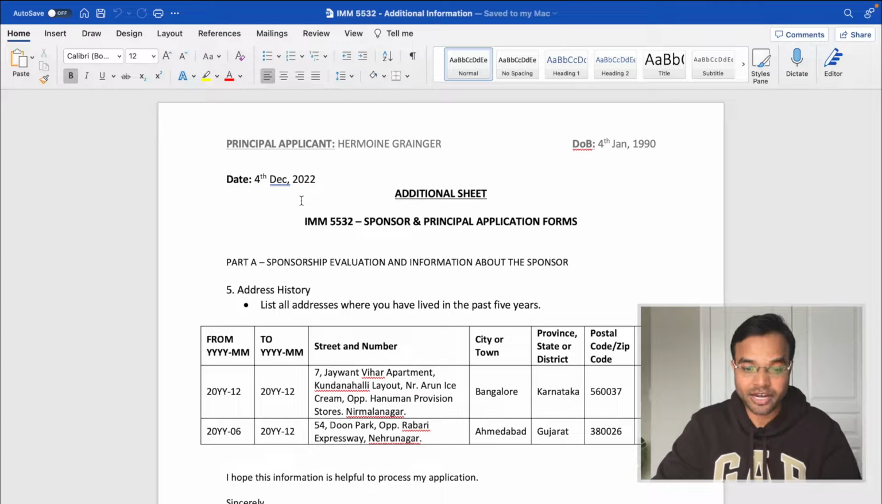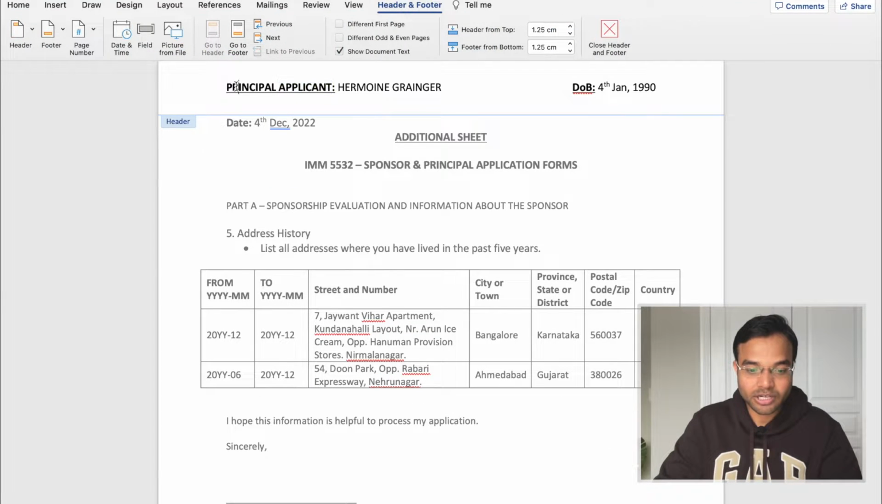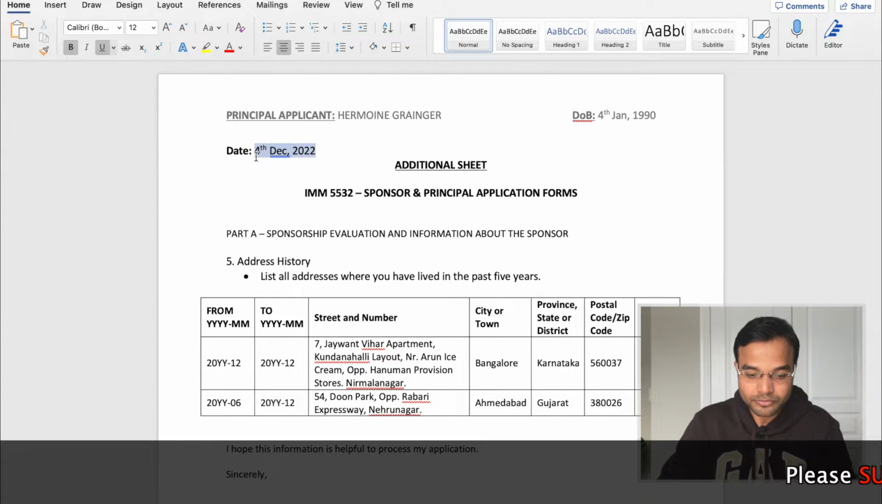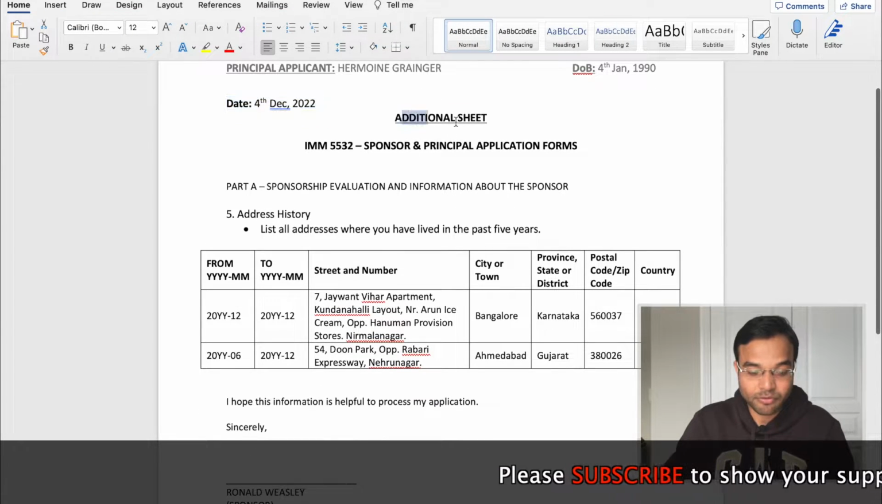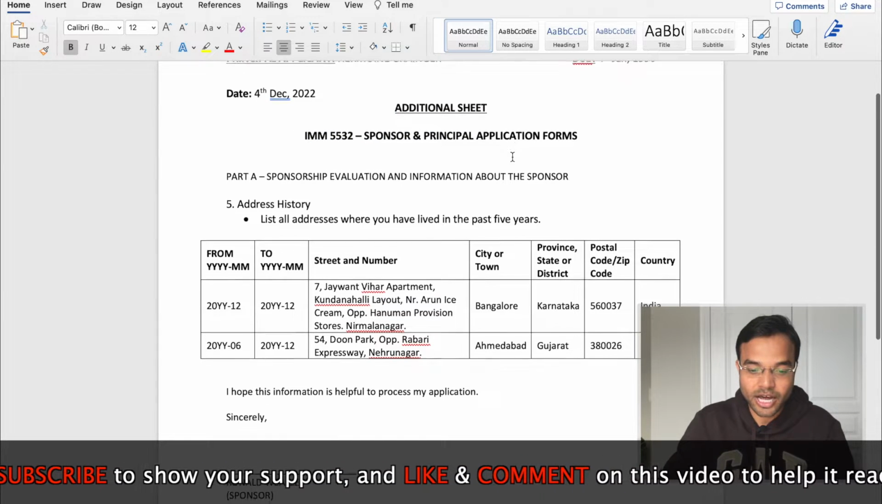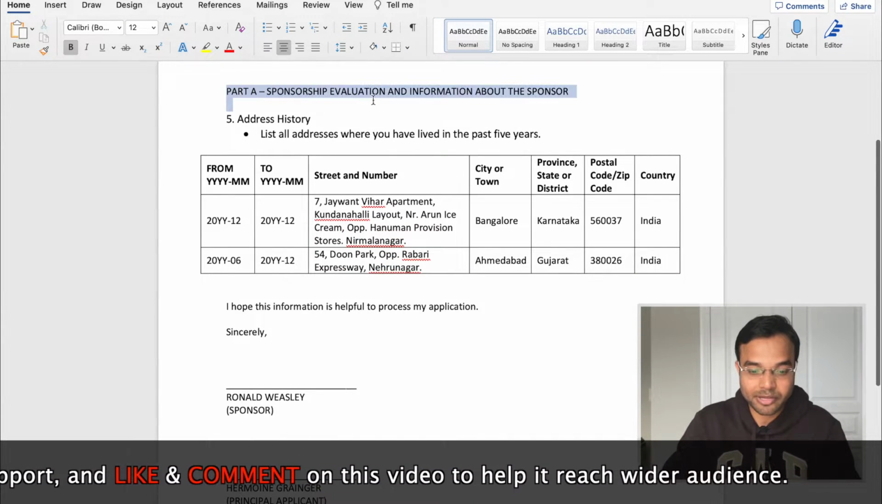So I have renamed the file as IMM5532, additional information, and then you are also going to provide the name of the sponsor. In the header section, write down the name of the applicant, like the principal applicant, Hermione Granger. You can also enter the name of the sponsor as well if needed. Then add the date when the form is being filled, additional sheet. The reference is IMM 5532, sponsor and principal applicant forms.